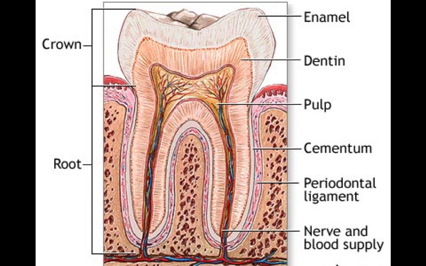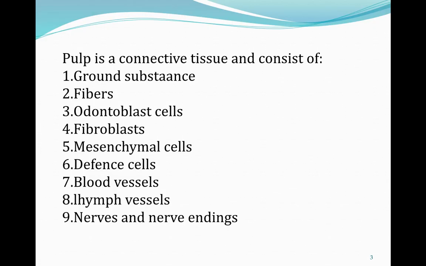Firstly, about the structure of pulp. Pulp is a connective tissue located inside of teeth. There are two parts of pulp: crown part and root part. Pulp is a connective tissue and consists of ground substance, fibers, odontoblast cells, fibroblasts, mesenchymal cells, defense cells, blood vessels, lymph vessels, nerves, and nerve endings.